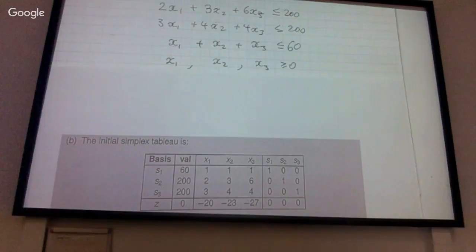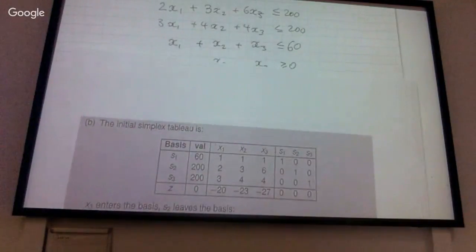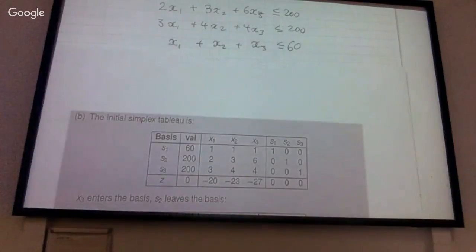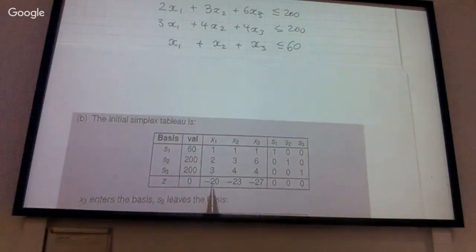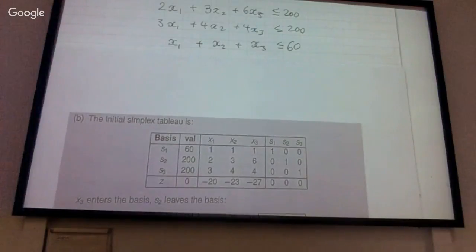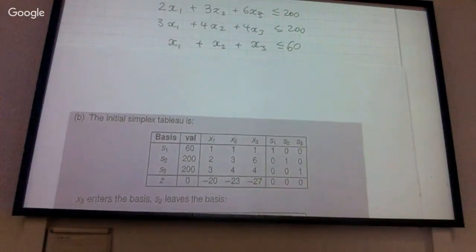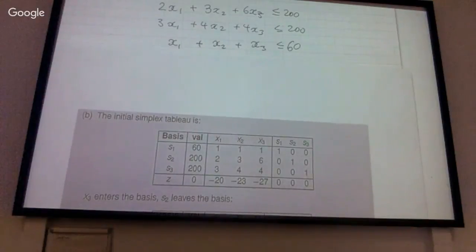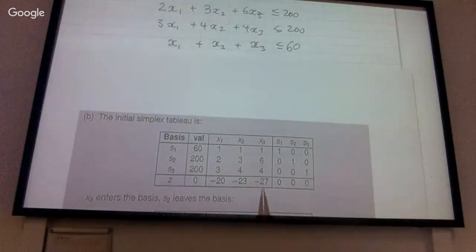Okay. I think most people got at least this far. Is that right? Yeah? Now, what you do for pivoting is, and we've been doing this for quite some time, so there shouldn't be any problems. You look for a negative value in the Z row. By Dantzig's rule, you pick the most negative one. If you pick a different negative one, that's fine. It might just take longer or not, depends. So the rule tells us to pick 27.